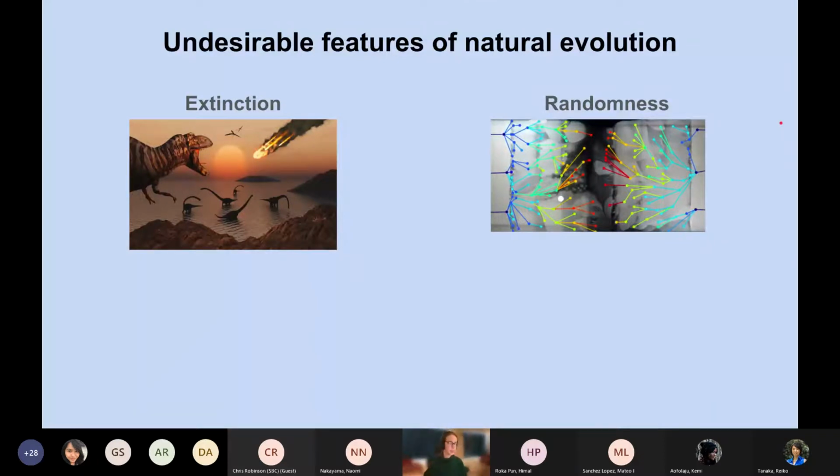Now, for the rest of the talk, I want to describe how I applied PRANCE to address a couple features of natural evolution that are inconvenient when you're trying to use evolution to do engineering. Namely, those are extinction. When natural things evolve, sometimes they just die, which when you're trying to engineer a protein is not useful. And also randomness. Evolution is a random process, which is not always ideal for allowing us to systematically and robustly engineer things.